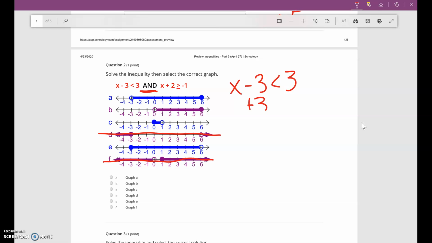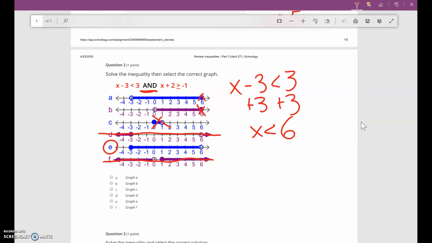And so if I add 3 to each side, I need x is less than 6. So I need something with an open circle at 6, which really only leaves graph E. So A has a closed circle at 6, not going to be A. B has a closed circle at 6, not going to be B. C is not even at 6, so not going to be C.